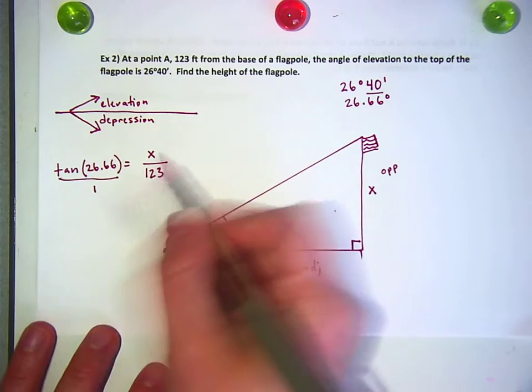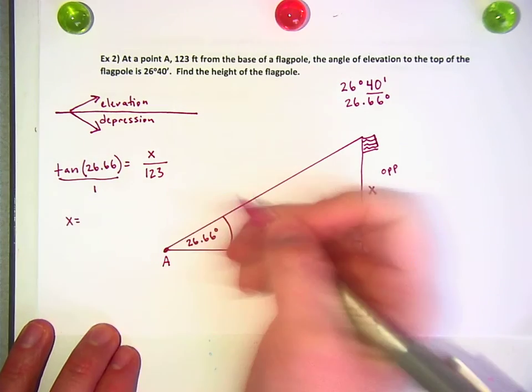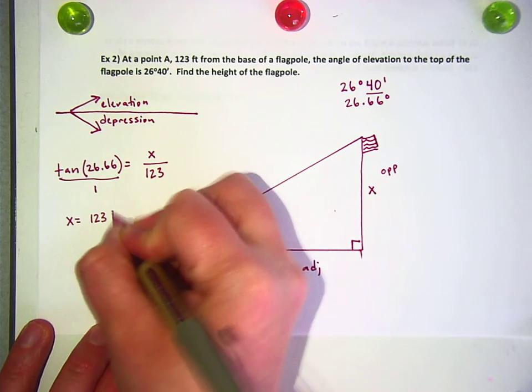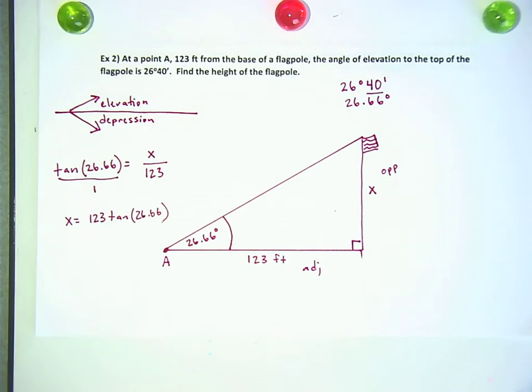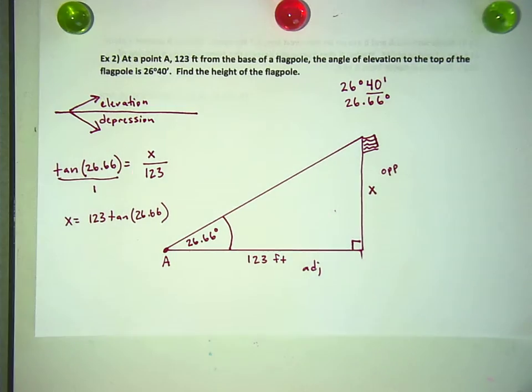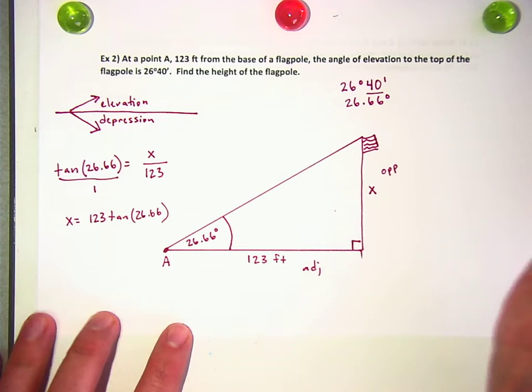Cross multiply. 1 times x is just x. The other side is 123 times the tangent of 26.66. Put it in your calculator. Make sure you get the same answer I do. Don't just assume that you're going to, because if your mode is messed up, you will not get the same answer.